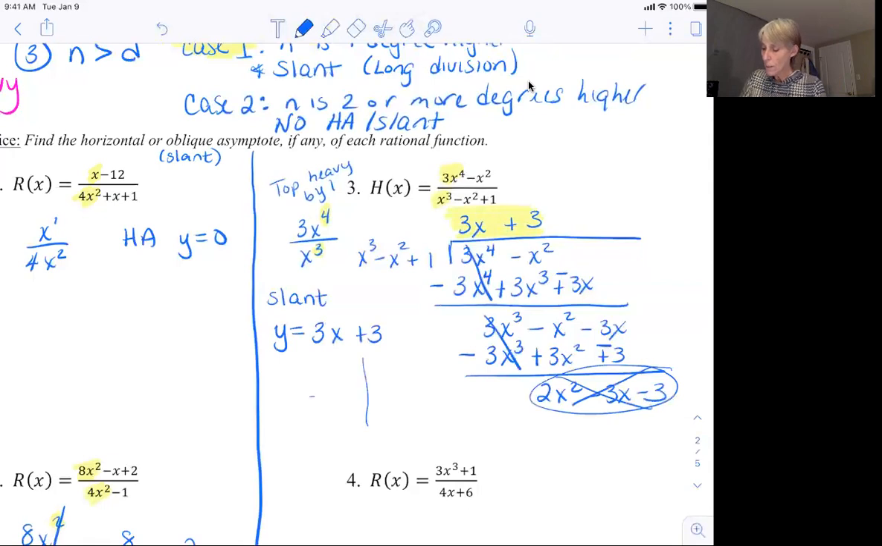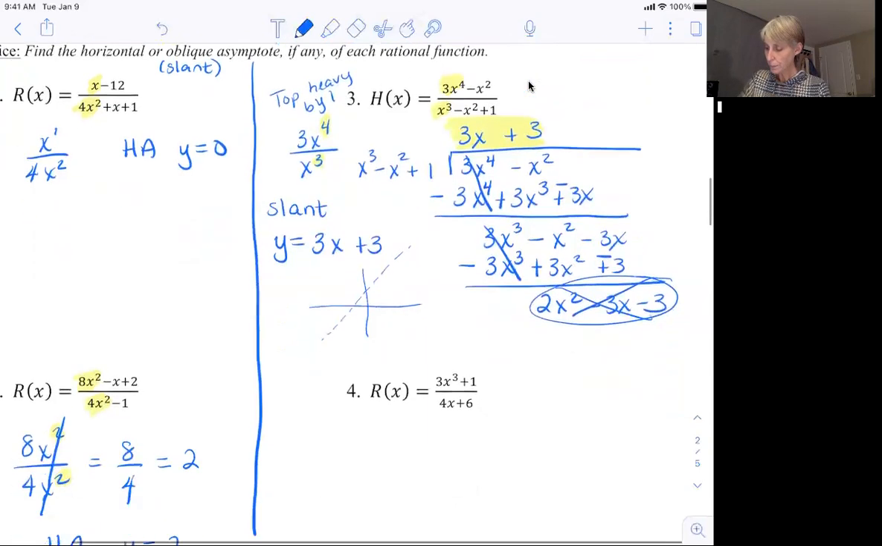So somehow in this graph, if we were thinking about it, we'd have some sort of line like that, and our graph would be doing something close to that line. Again, we will focus on that more in the next couple of days. Today, it's just learning how to get them.